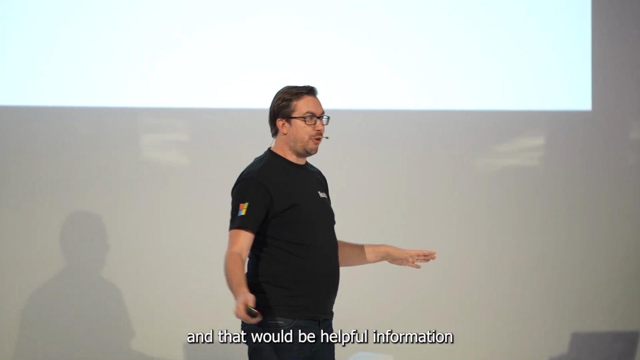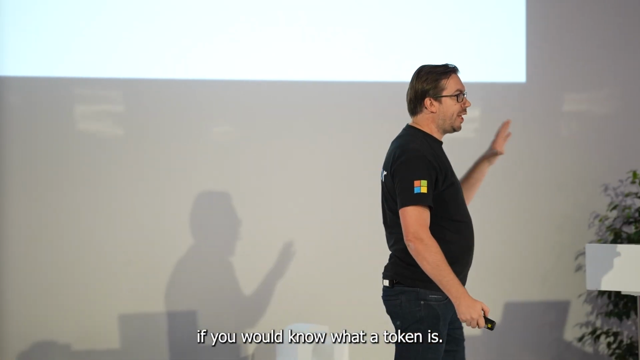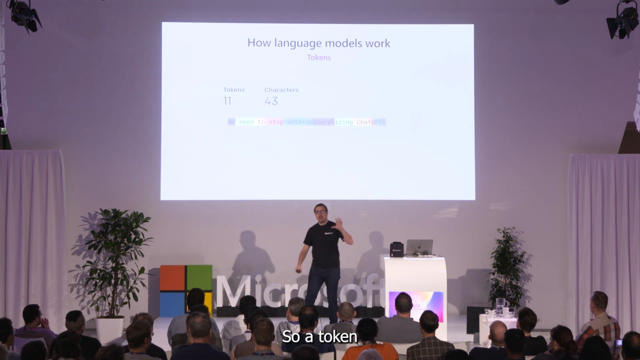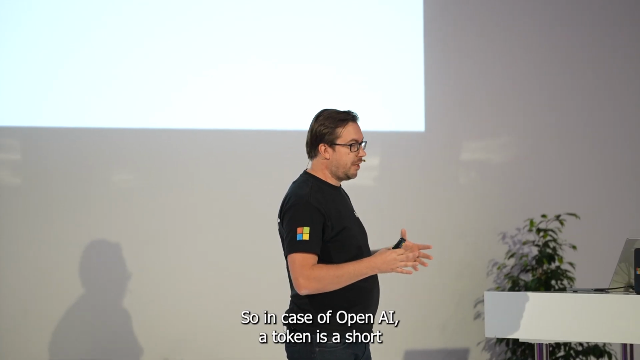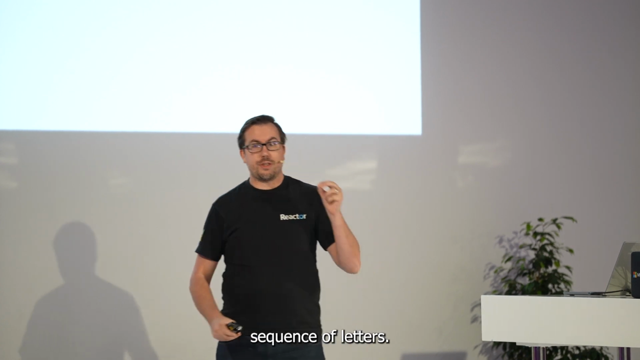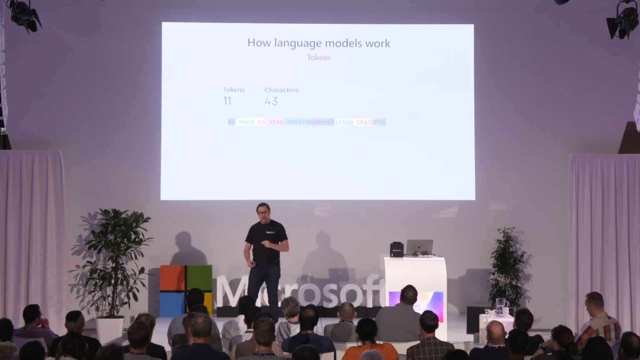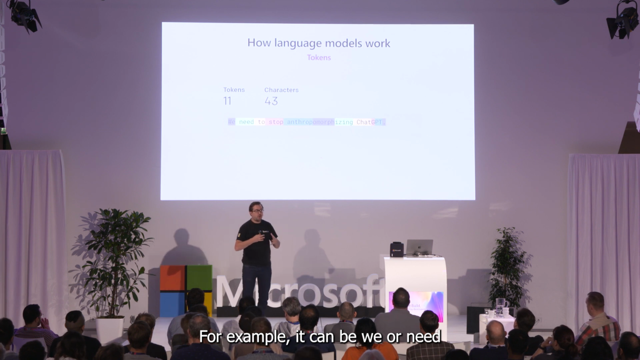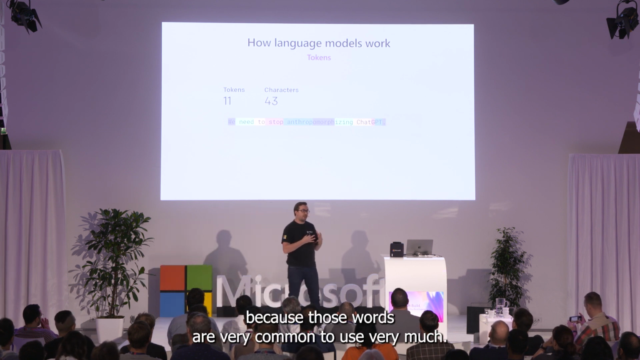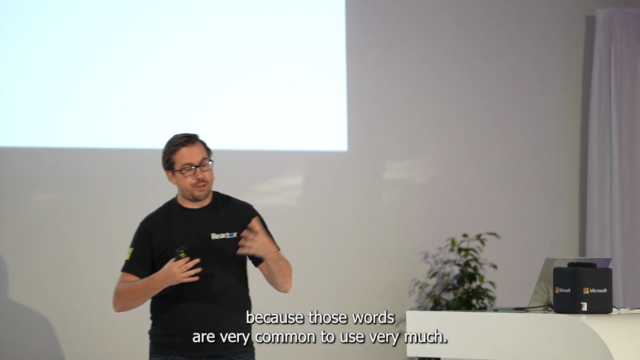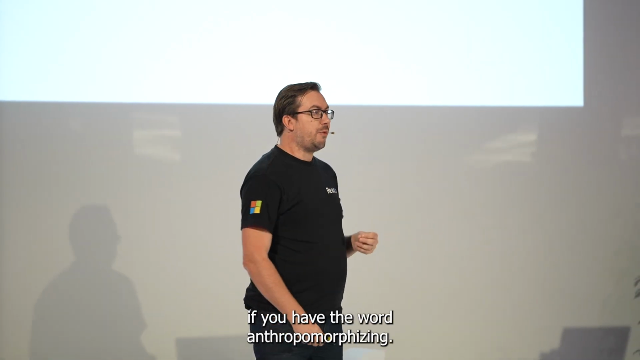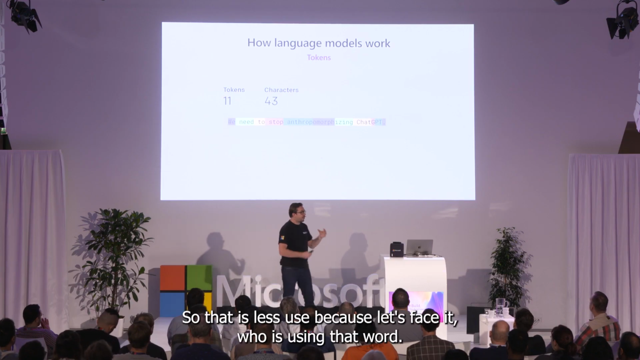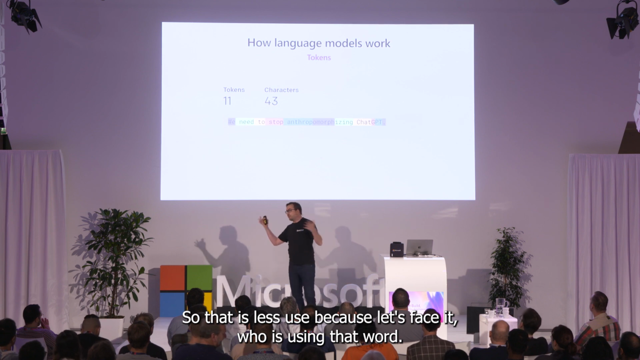And that would be helpful information if you knew what a token is. A token is not a letter, and it's not a word. In the case of OpenAI, a token is a short sequence of letters. For example, it can be "we" or "need", because those words are very common, very much used, and very short. But it can also be 3 tokens if you have the word "anthropomorphizing". That is less used, because let's face it, who is using that word?